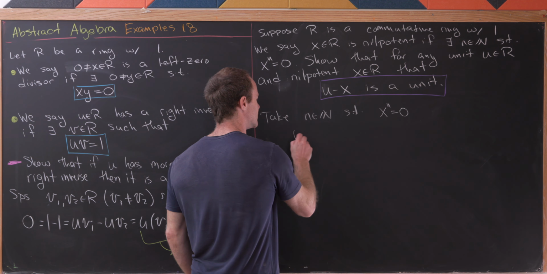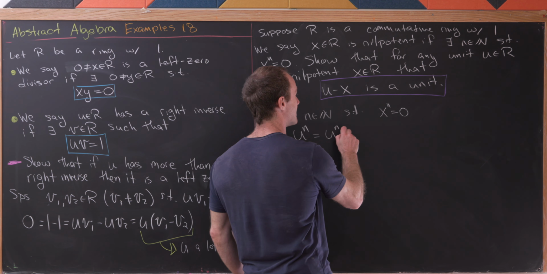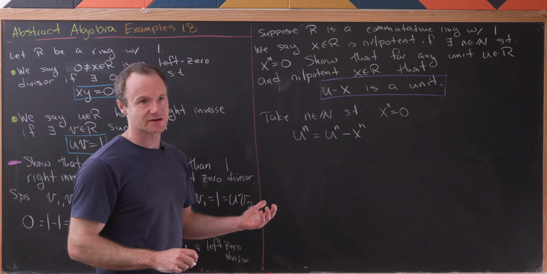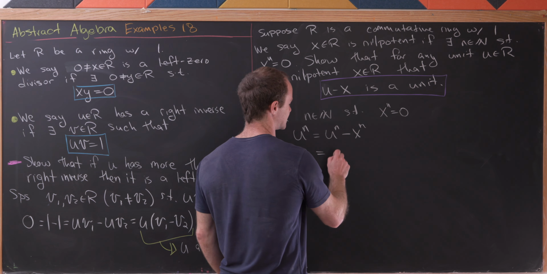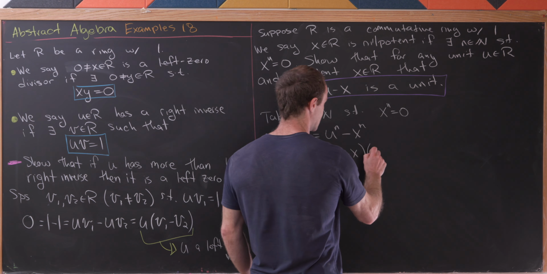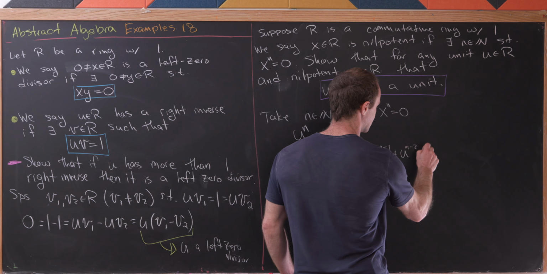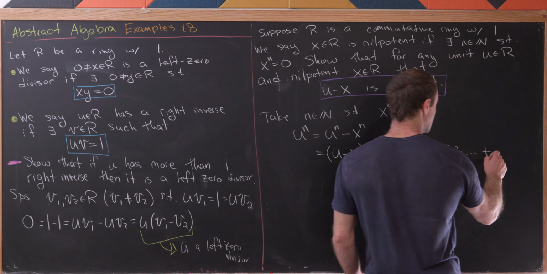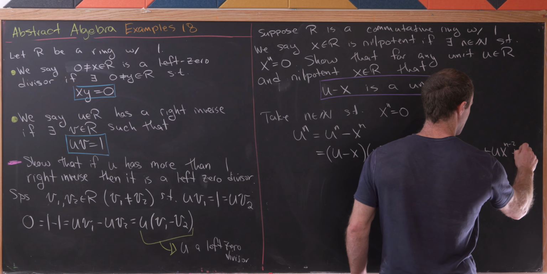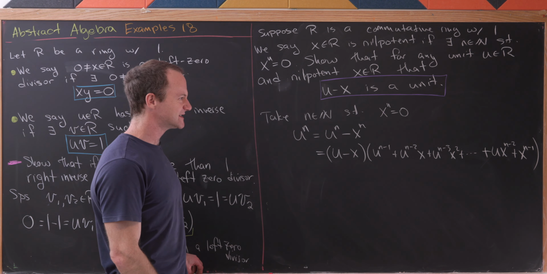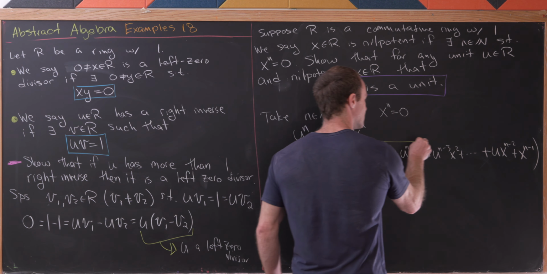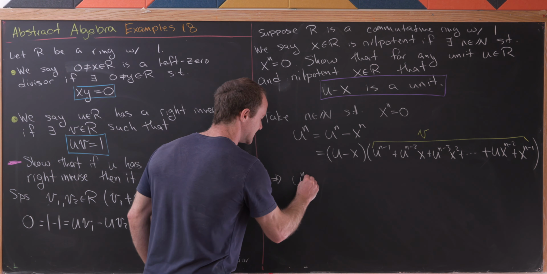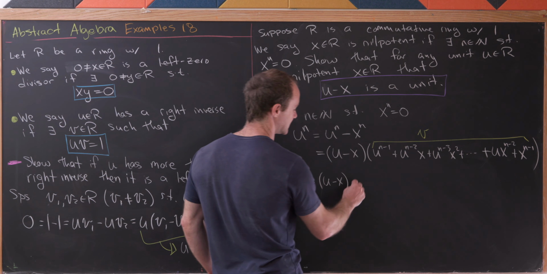Okay, and now let's notice that U to the n is the same thing as U to the n minus X to the n. But now we can factor that using a standard formula for factoring perfect nth powers. This is equal to U minus X times U to the n minus 1 plus U to the n minus 2 times X plus U to the n minus 3 times X squared, building all the way up to U X to the n minus 2 plus X to the n minus 1. Okay, so let's smush those all together into one thing. Maybe we'll call all of this together V. And then let's rewrite this whole thing as U to the n equals U minus X times V.